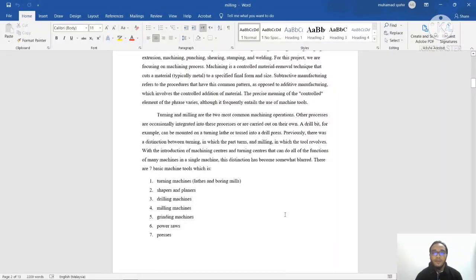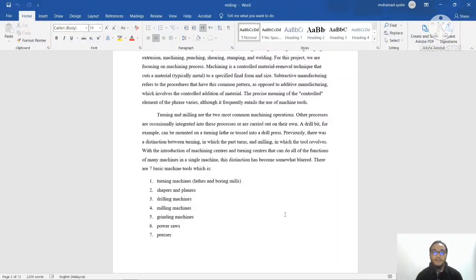But other processes are occasionally integrated into this process or are carried out on their own. For example, a drill bit. A drill bit can be mounted on a turning lathe or tossed into a drill press.